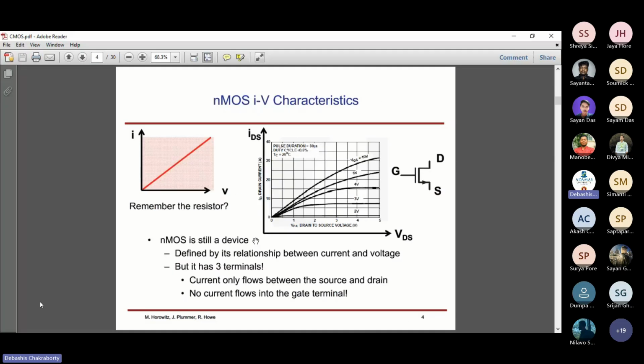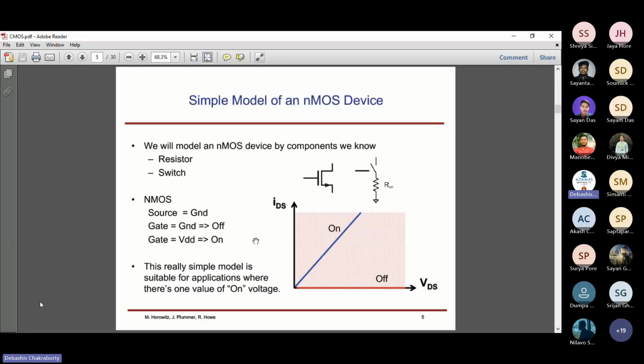This is not needed for you. So the detailed characteristics is not needed. Right. So now come to slide number 5. I can find that these devices, whether NMOS or PMOS, can be used as a resistor or they can be used as a switch.